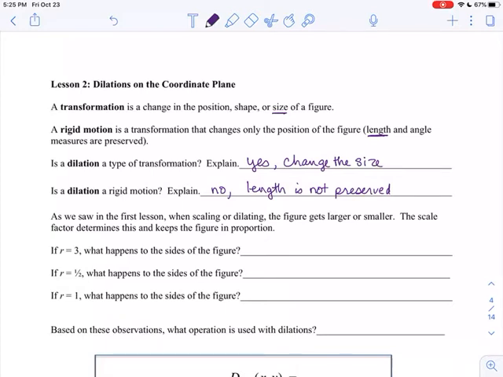Okay, in the last lesson that we did yesterday, just to make sure that everybody understands that, when you're dilating, the figure gets larger or smaller. The sides are all in proportion. The angles are the same. And we had something called the scale factor. The scale factor determines if it's going to get bigger or if it's going to get smaller. If the scale factor is 3, what happens to the sides? They're 3 times as big, so it gets bigger.